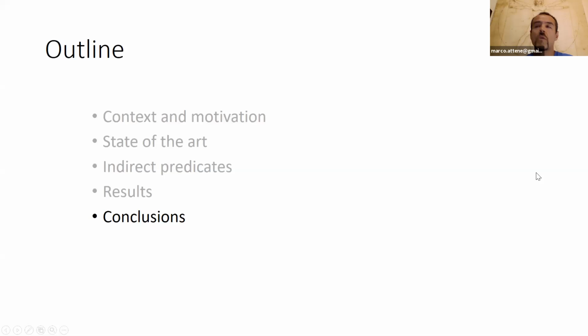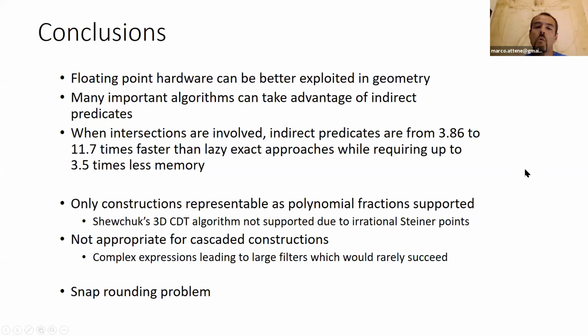And this leads me to conclude. So what I hope to have shown here is that floating point hardware can be better exploited in geometry processing. Many important algorithms can take advantage of indirect predicates, and in the examples I've shown, when intersections are involved, indirect predicates are from nearly 4 to nearly 12 times faster than lazy exact approaches, while requiring up to 3.5 times less memory. Of course, there are limitations.